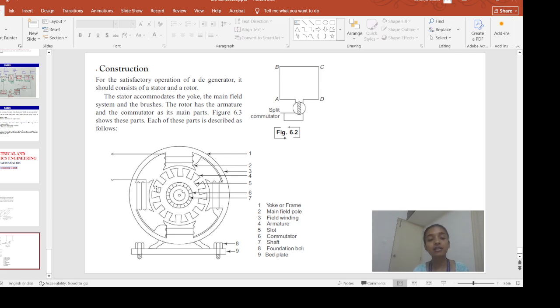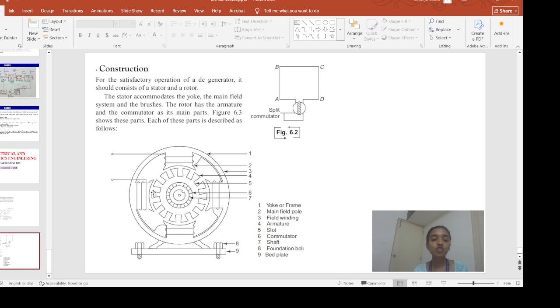It is nothing but a conductor. Okay, now when we place this armature winding or armature conductor, it is rotating, it is continuously rotating inside these stationary magnetic field, what will happen? As per the Faraday's law of electromagnetic induction, EMF will get induced in these armature conductors, right?